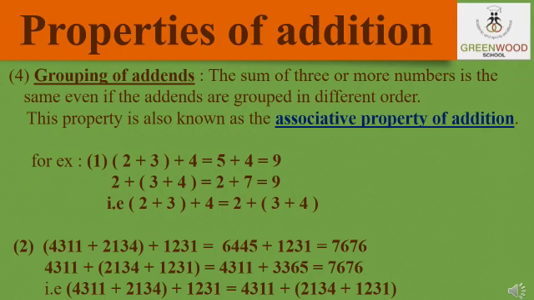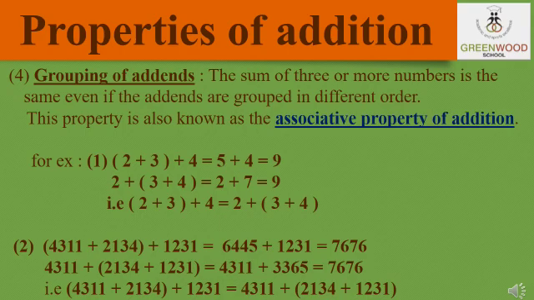The last property is grouping of addends. The sum of 3 or more numbers is the same even if the addends are grouped in different order. This property is also known as the associative property of addition. First, let's see a simple example. In the first one, 2 plus 3 plus 4. These three numbers we have to add. But 2 plus 3 is given in brackets. So first 2 plus 3 will be added and then its answer will be added to 4. Now what is 2 plus 3? 5, and 5 plus 4 is equal to 9.